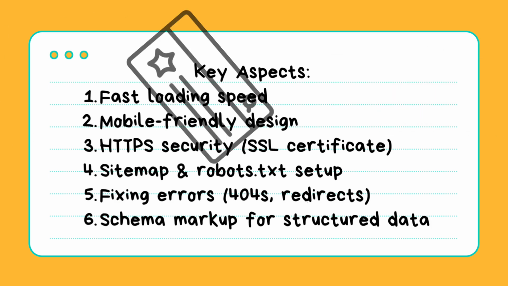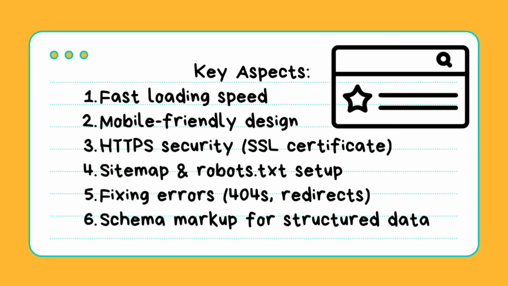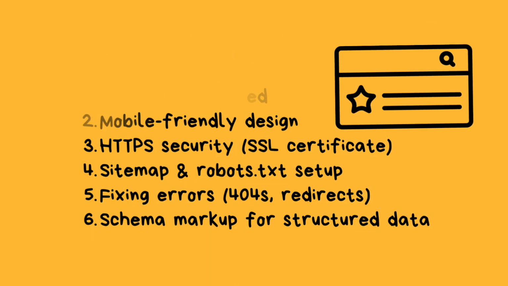6. Structured data, schema markup. Structured data helps Google understand your content more clearly. For example, if you run a recipe website, schema can highlight ingredients and cooking time directly in search results.